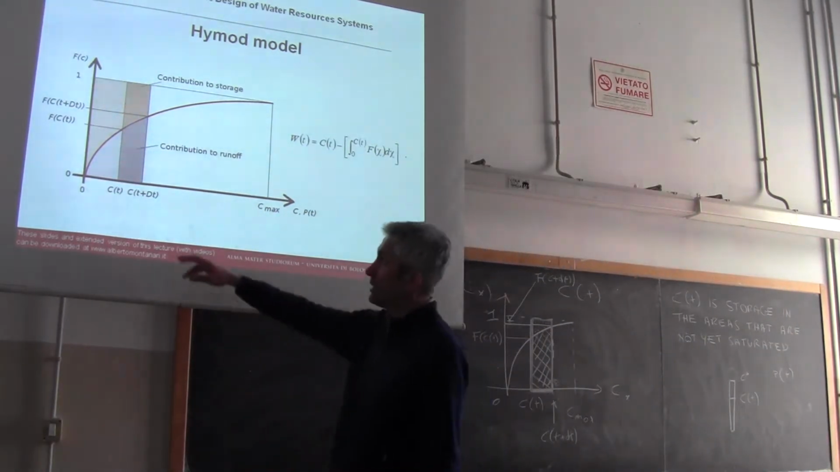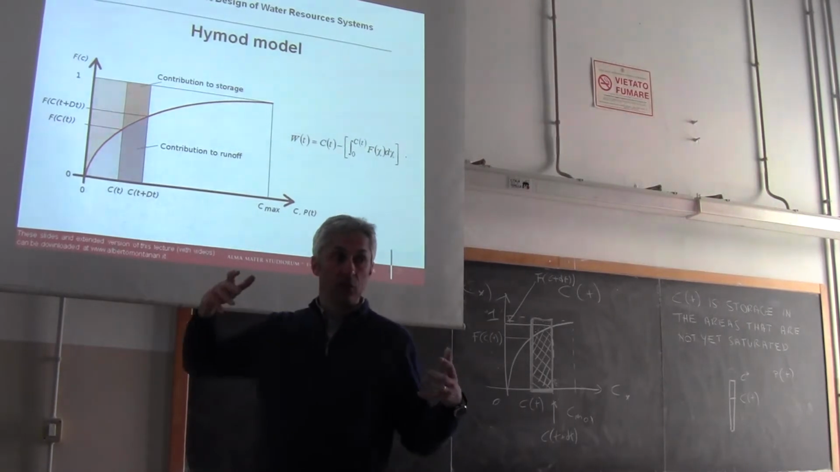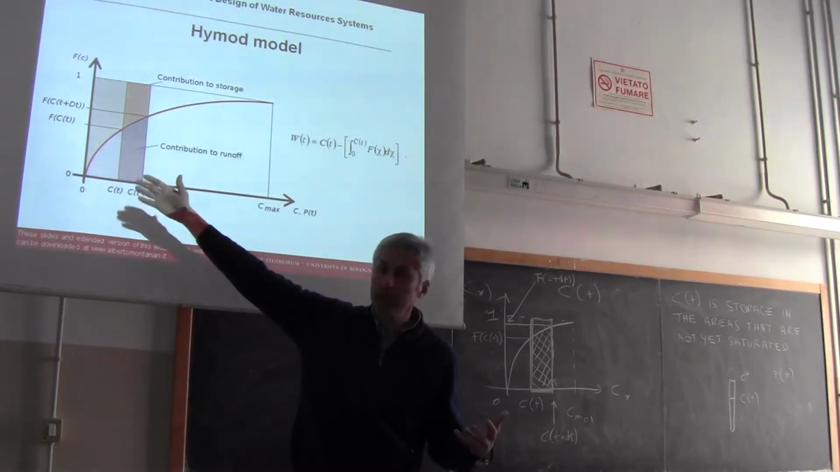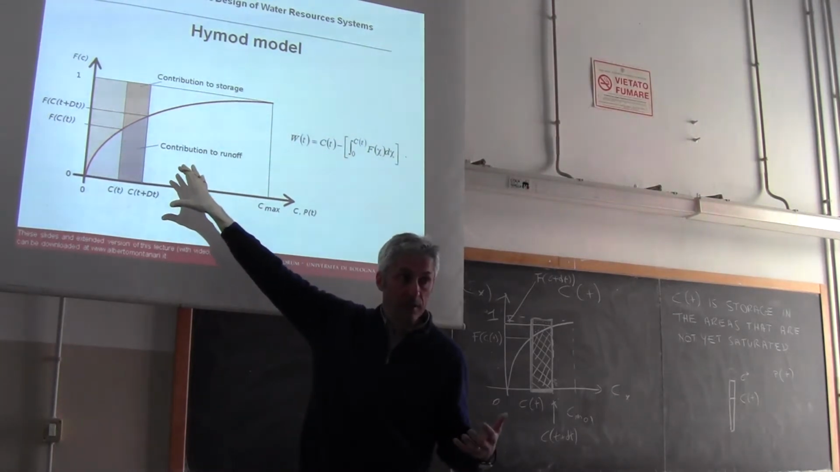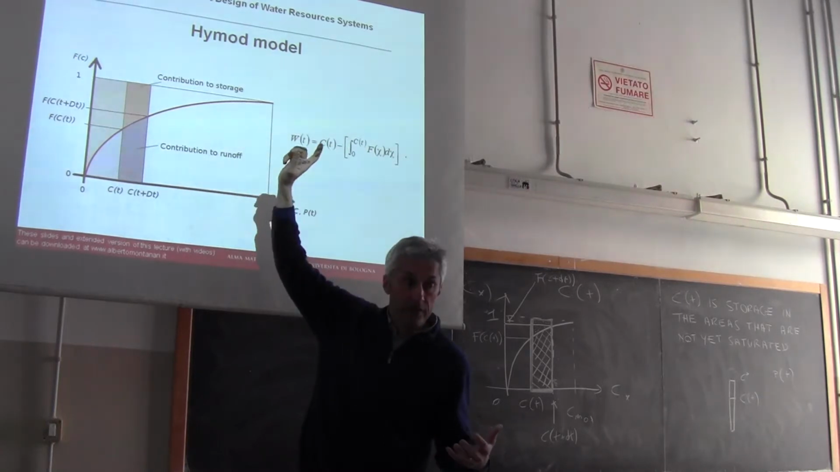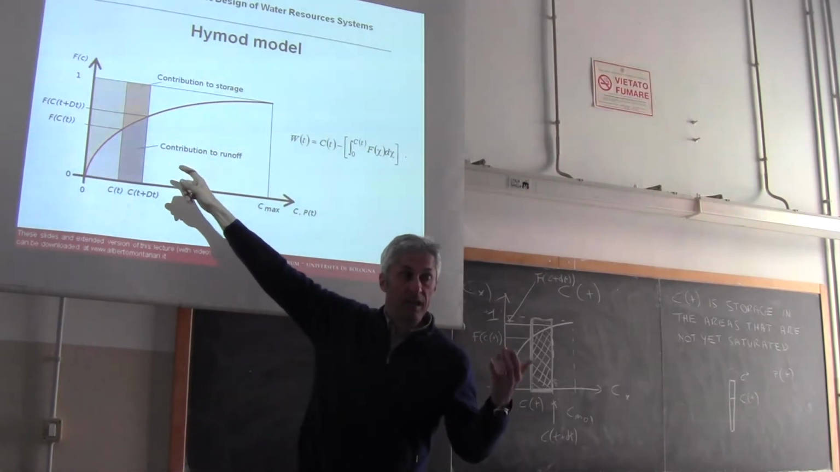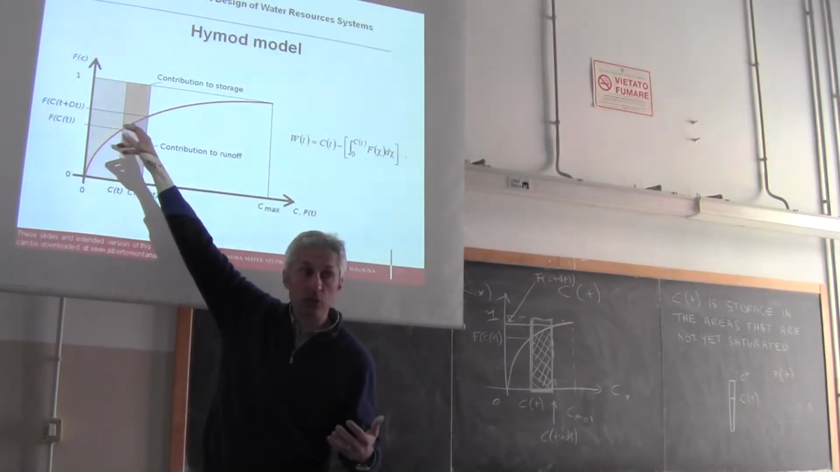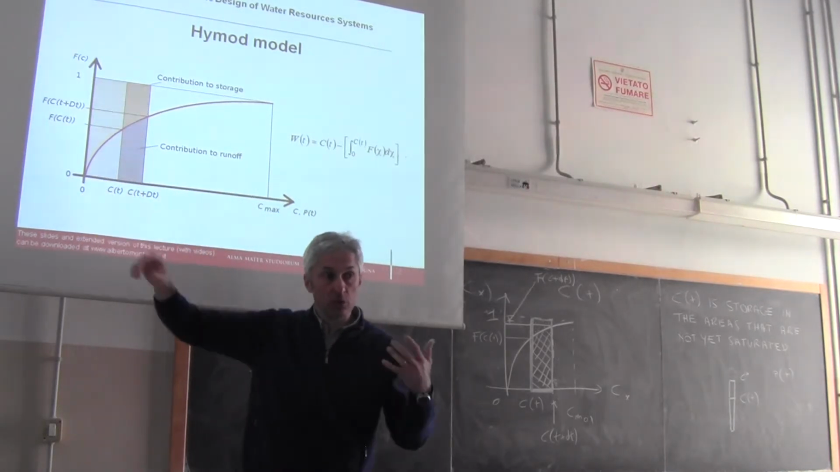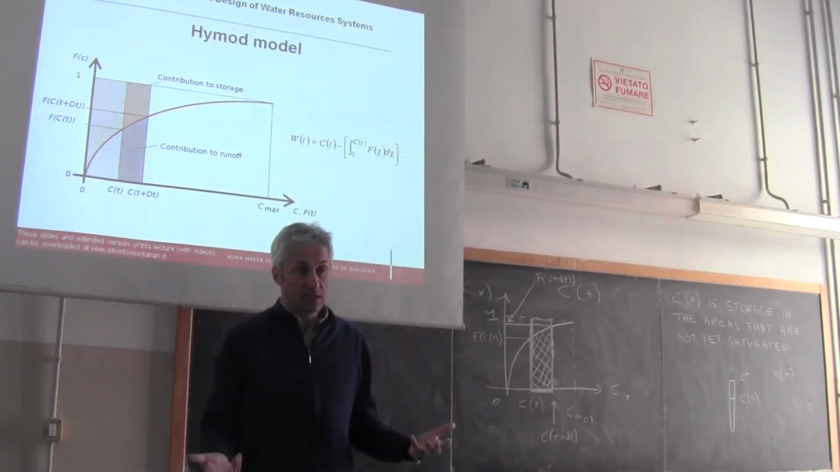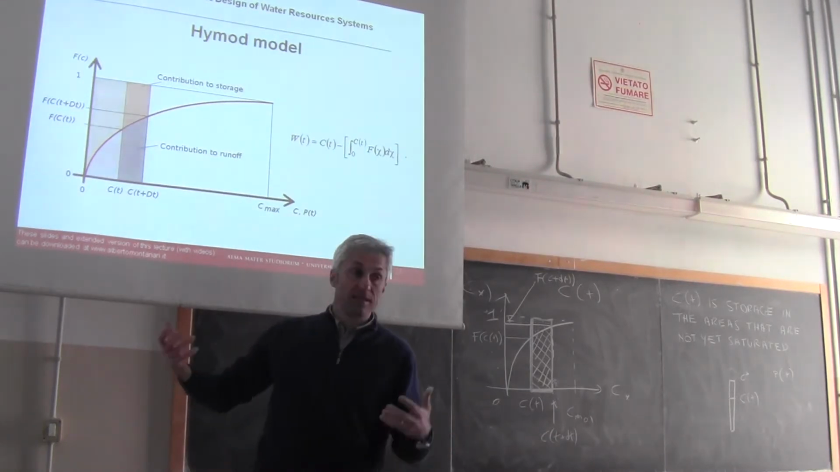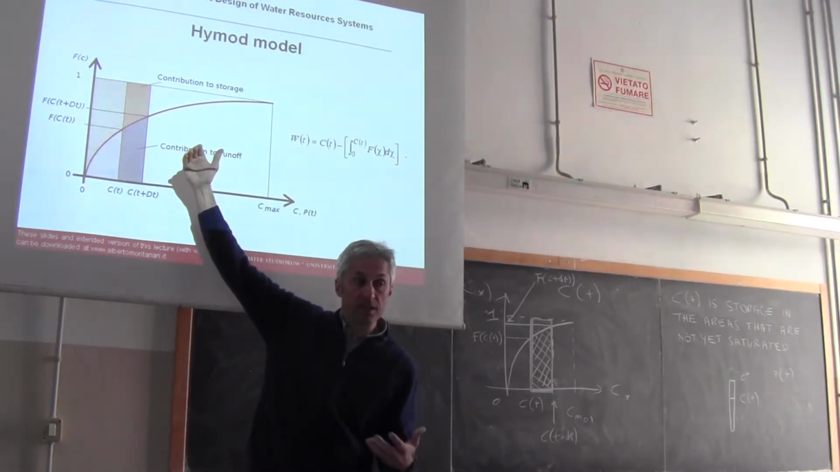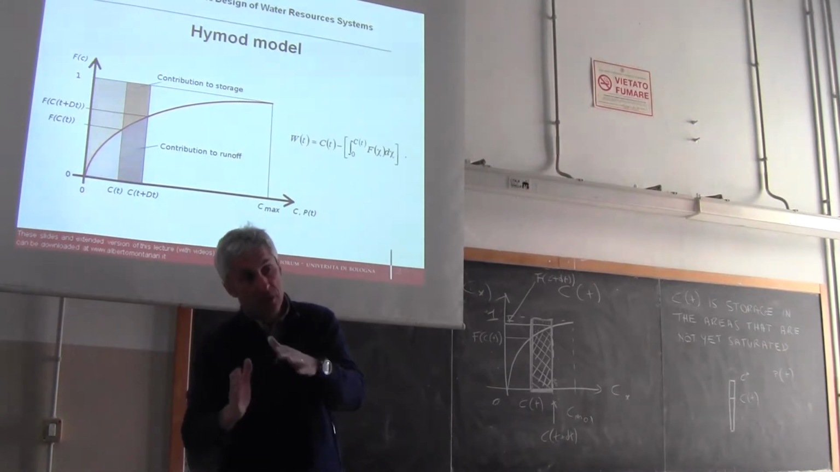So this is why, from the beginning of the event, you can conclude that the volume below the curve, the red curve, which is the FC curve, is contribution to runoff. The area above the curve is contribution to storage. At the beginning you have a high contribution to storage and a low contribution to runoff because the catchment is not saturated. It's dry. As time goes on, the contribution to runoff increases and the storage gets lower and lower.